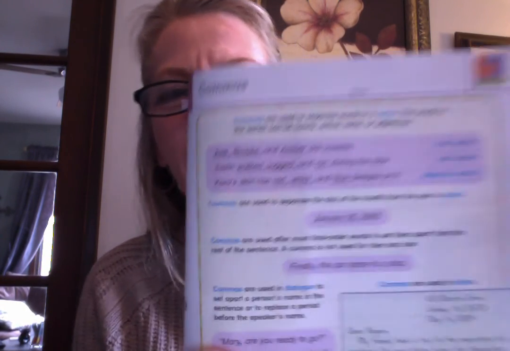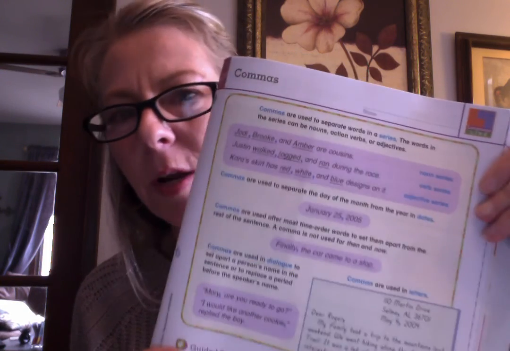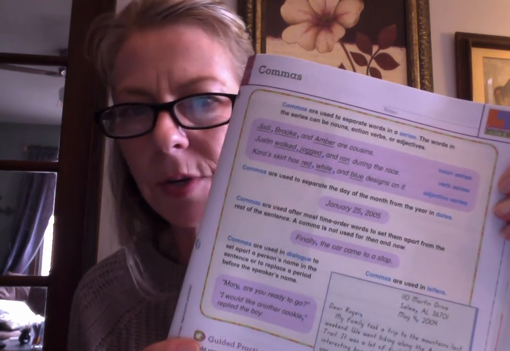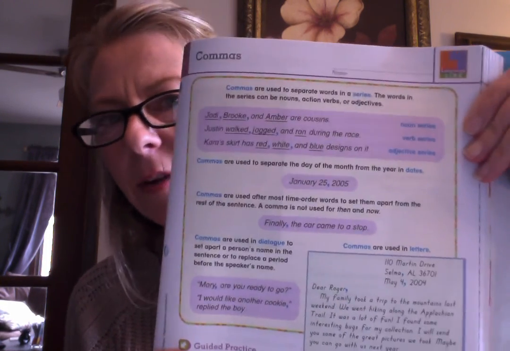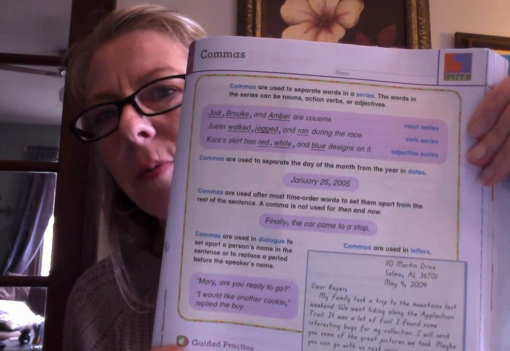We're working on commas today. So I want you to get your workbook, page 241. I'm going to set up an IXL assignment for you today, but I just want to go over it with you on the workbook. So you don't need to do this whole page. I would just like you to follow along so you know what we're talking about. So again, it's on page 241.